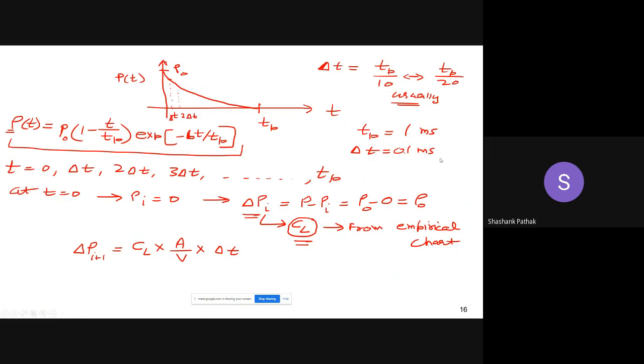Deepak, please tell me how we compute this. What is delta T in this equation? Delta T is TP upon 10, sir. Yes, I have told this, so we know the delta T. What is A? Area, sir. Area of what? Cross section, sir. Which cross section? Tushar? The area of the opening. Very good. That is 600 by 600.